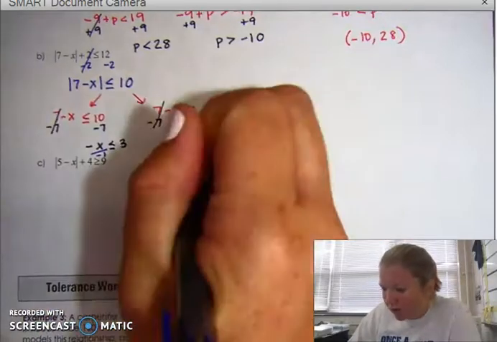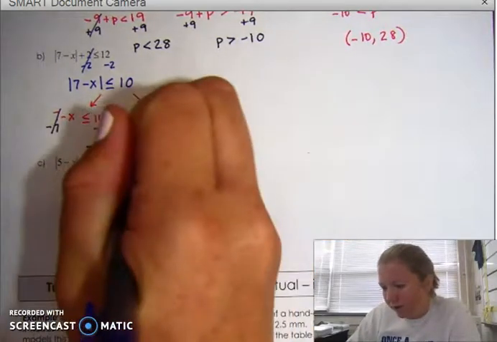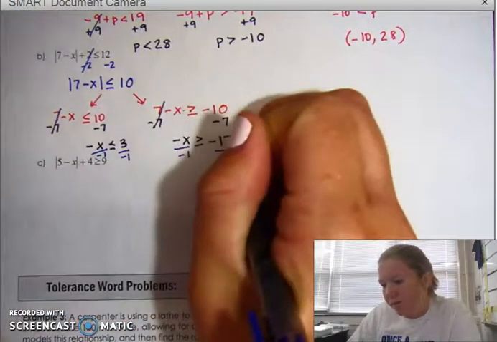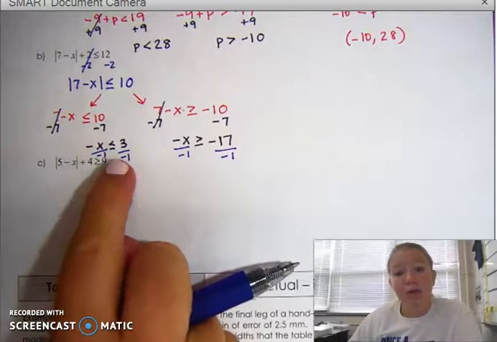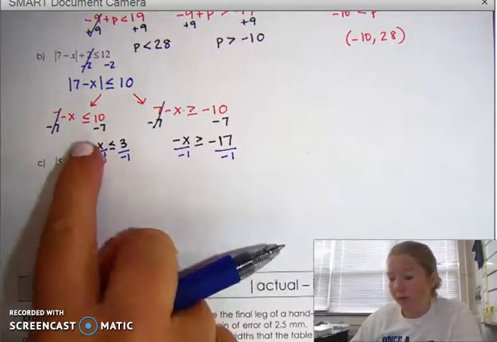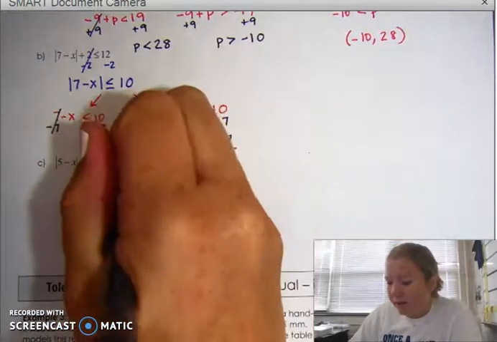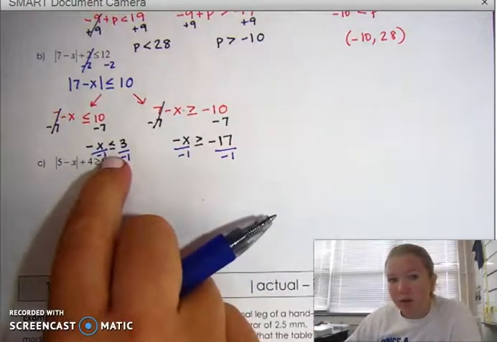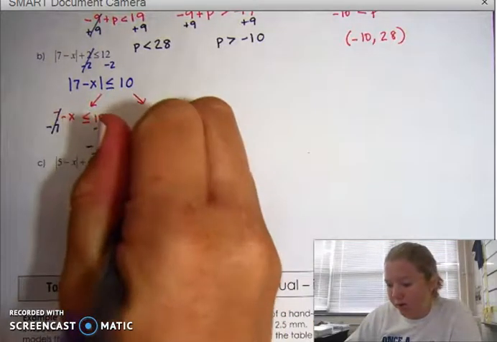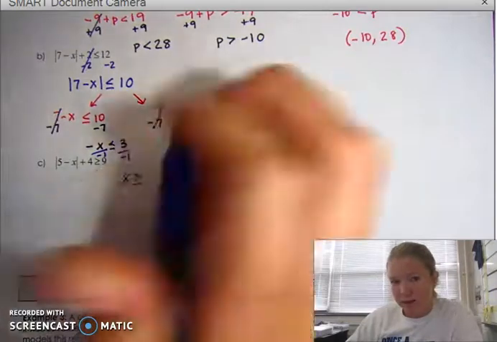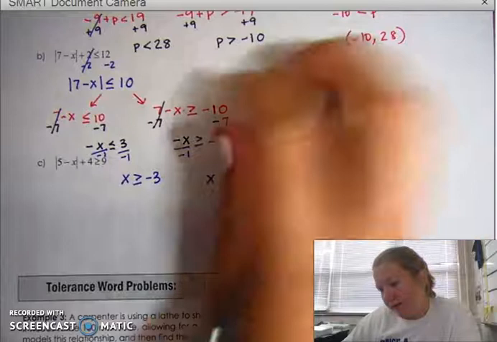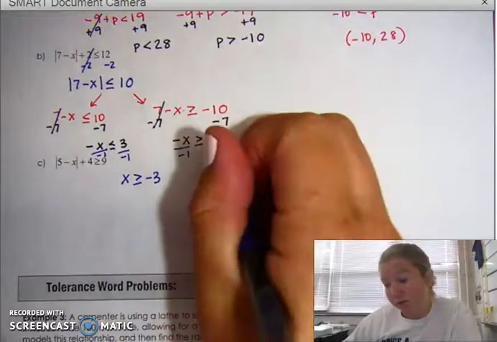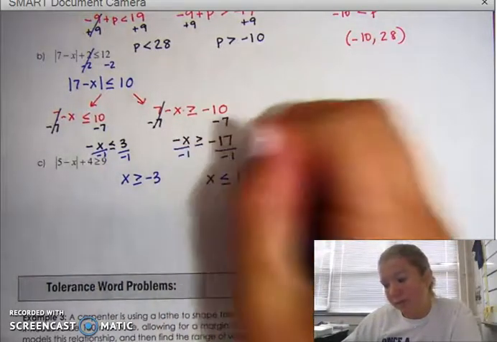And here is what I was telling you about in that first video. When you divide by a negative number in an inequality, the inequality flips. Alright, so watch what happens here. X is going to become positive. The inequality is going to flip to be a greater than or equal to. This will be negative 3. This will be X. Flip, this will be less than or equal to positive 17.